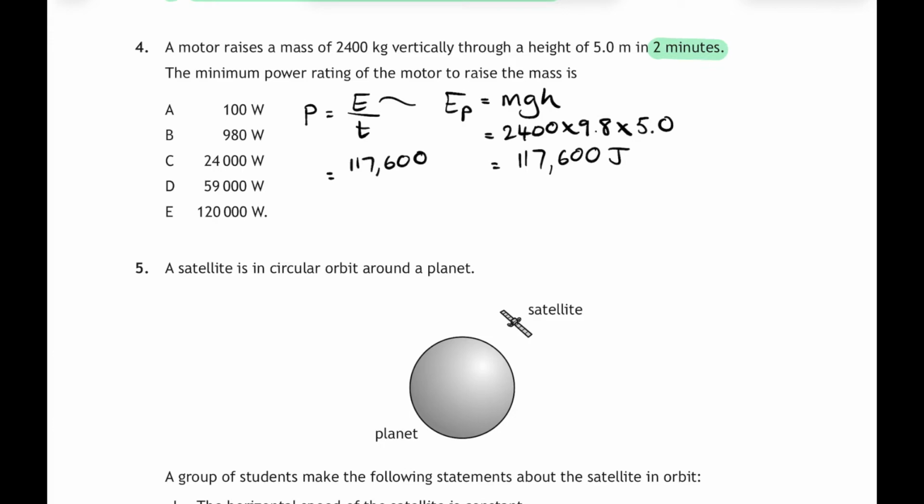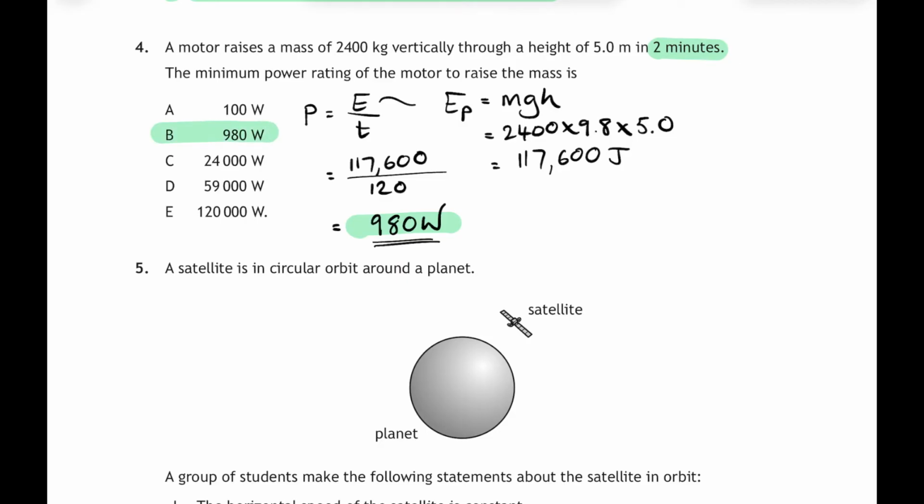So it's 117,600 divided by 2 minutes. And watch out here, you've got to change the 2 minutes into seconds. So 2 minutes is 120 seconds. And then that gives you an answer of 980 watts. And that corresponds to answer B.